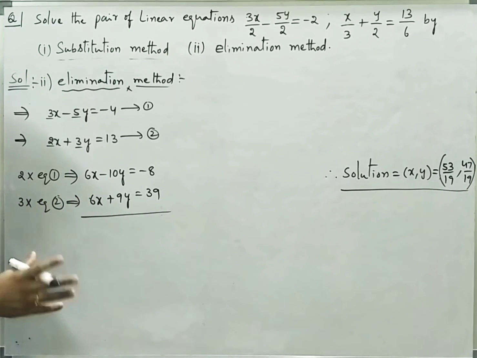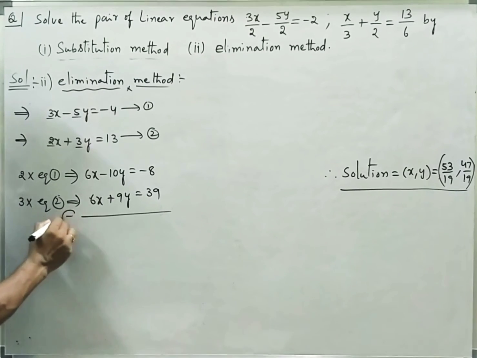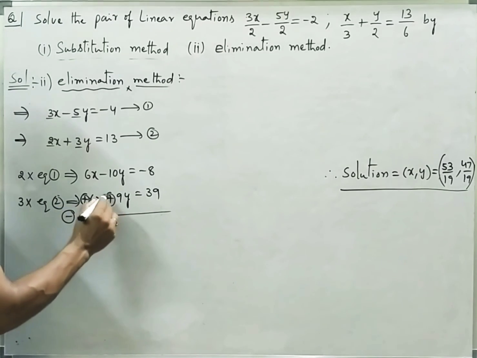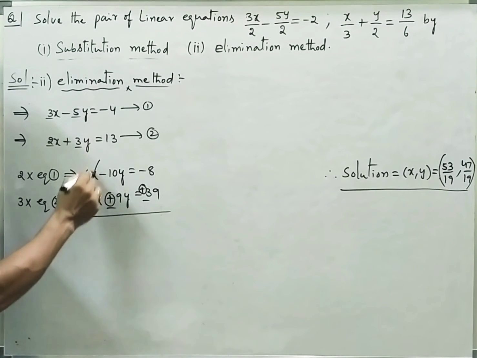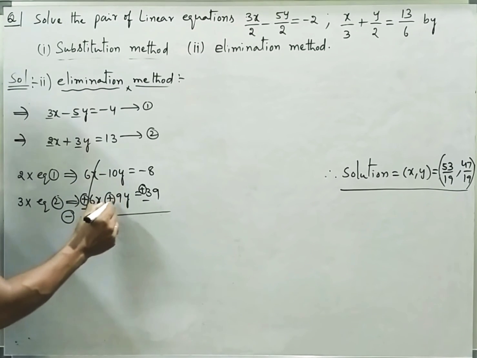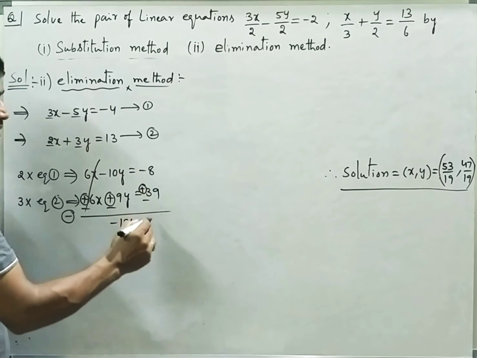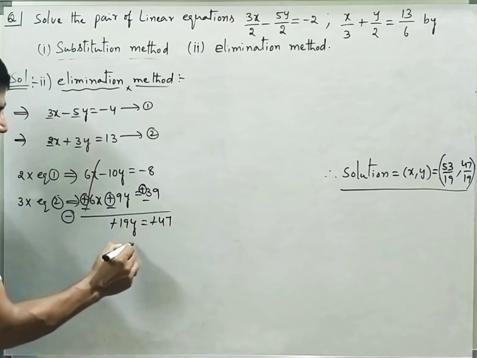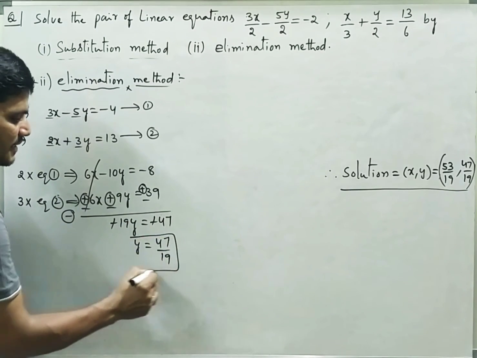So if you add these two, it becomes 12x and it doesn't get cancelled. So here you have to do subtraction, so that the signs of the second equation will be changed. Plus becomes minus, minus becomes plus. Plus 6x minus 6x cancel. Minus 10y minus 9y is minus 19y, minus 8 minus 39 is minus 47. Minus minus gets cancelled. y is equal to 47 by 19.